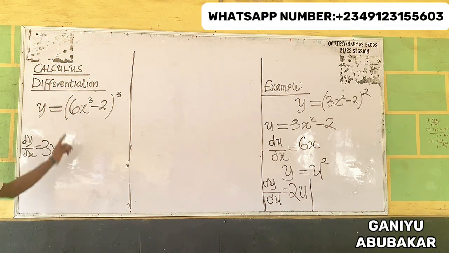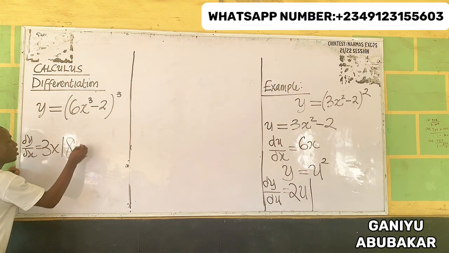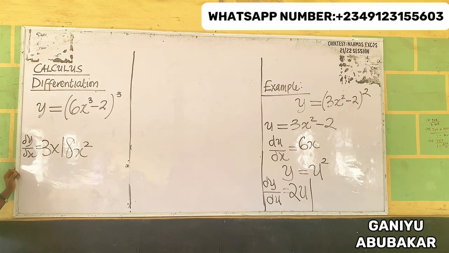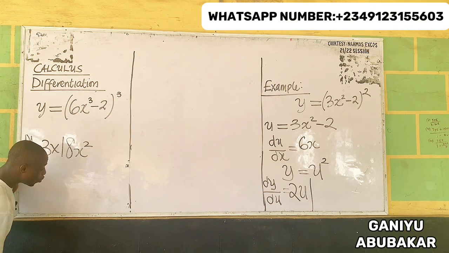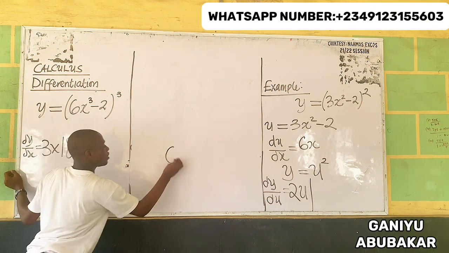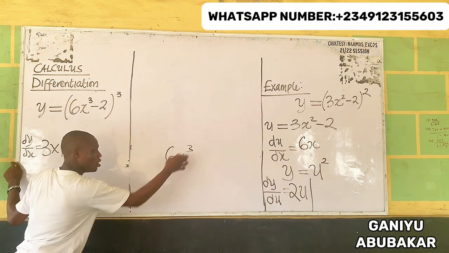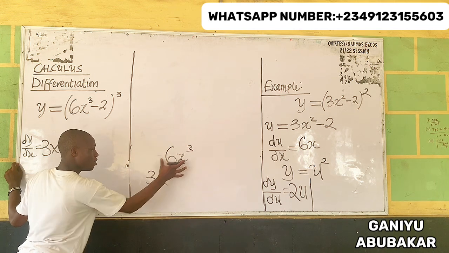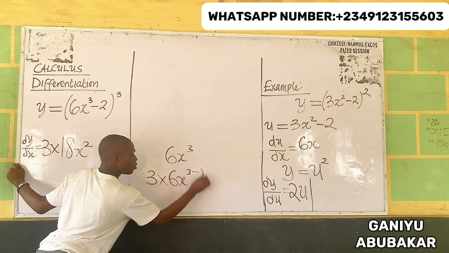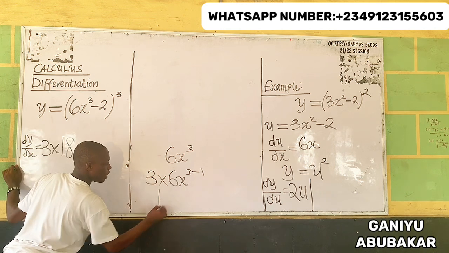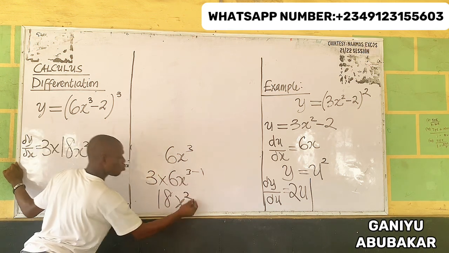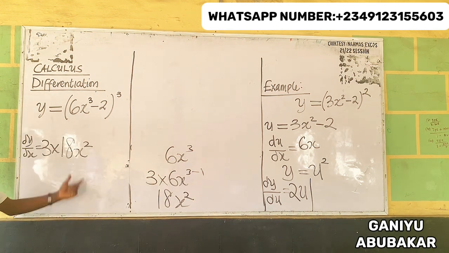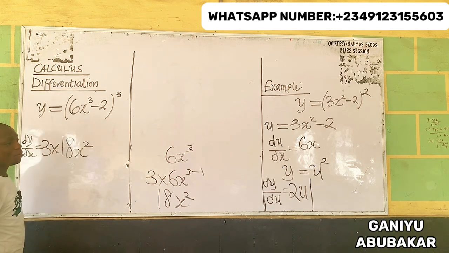18, because 6 times 3 is 18. 18x what? Squared. At this level, the method should not be a problem for you. We have 6x cubed. What's the rule? Write out the power, then subtract 1. This gives 18x to power 2. Minus 2 is a constant, so it's gone.